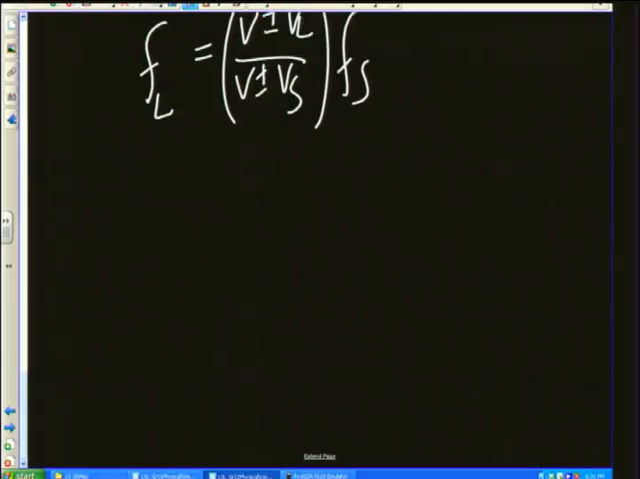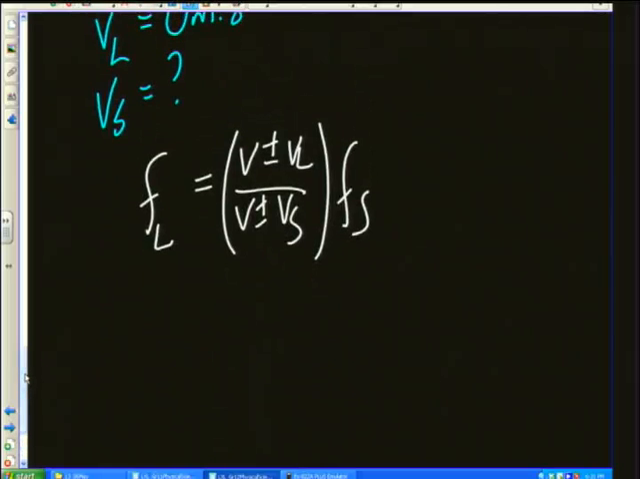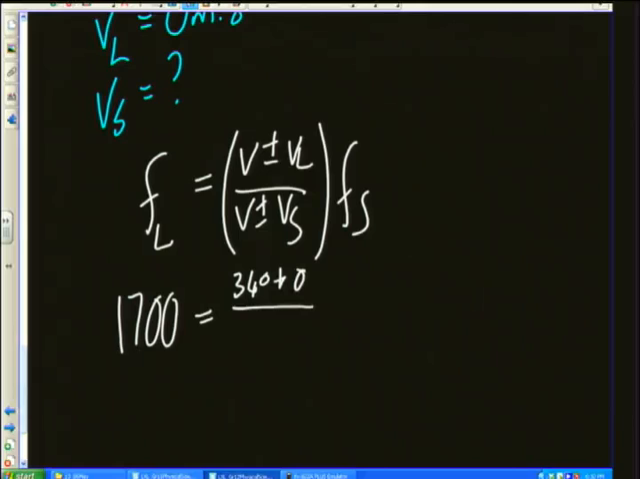Okay, excellent. So now what are we going to do? We're going to start to substitute in. What was the frequency of the listener? Well, the frequency that the listener observed was 1700. What was the velocity of the speed of sound? We can say 340. What was the velocity of the listener? No, that was 0. So we could do plus or minus, it doesn't matter. Now, guys, here is the important thing. Let's just fill in the next one. This is 340 as well.